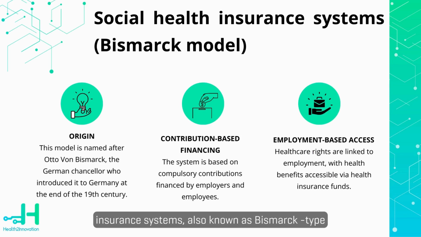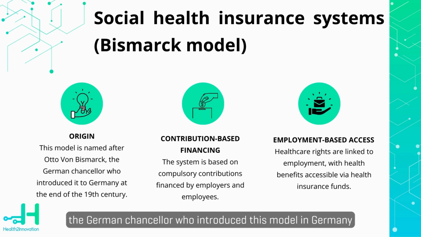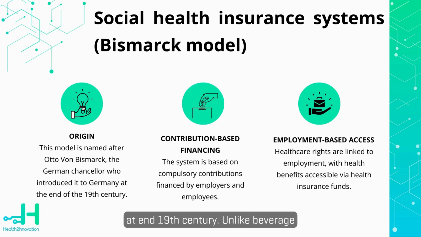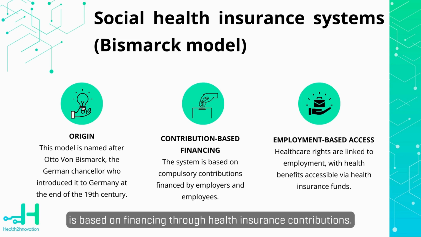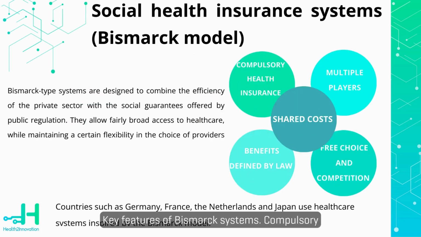Social health insurance systems, also known as Bismarck-type systems, take their name from Otto von Bismarck, the German chancellor who introduced this model in Germany at the end of the 19th century. Unlike Beveridge-style national health systems, the Bismarck model is based on financing through health insurance contributions, usually compulsory, paid by employers and employees. Key features of Bismarck systems: compulsory health insurance. All citizens, or at least salaried workers, are obliged to contribute to a health insurance fund. These contributions are generally proportional to income, with contributions shared between employers and employees.